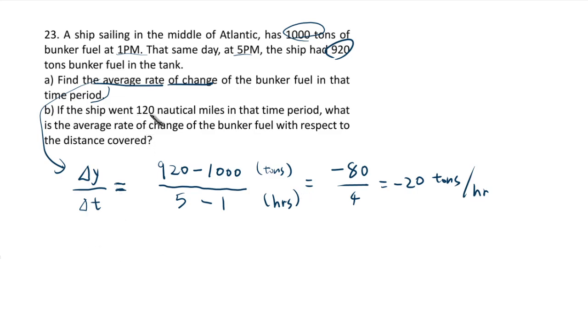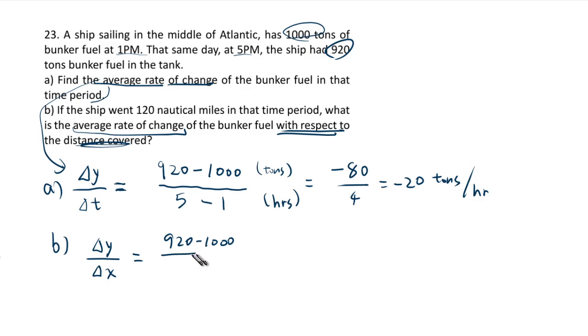Okay, if the ship went 120 nautical miles in that time period, what is the average rate of change of the bunker fuel with respect to the distance covered? Okay, so again, it's the average rate of change, but it's with respect to a different value. It's with respect to the distance covered. So here in B, it's change of the bunker fuel with respect to change of the distance covered. So I'm going to use x for the distance covered. Again, it's the final value minus the initial value.